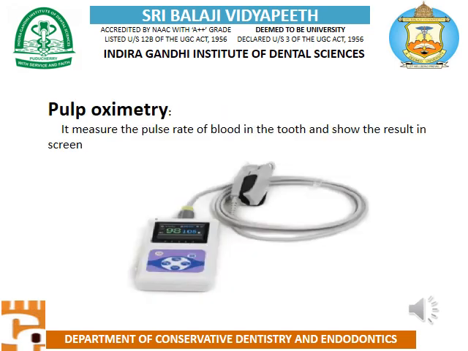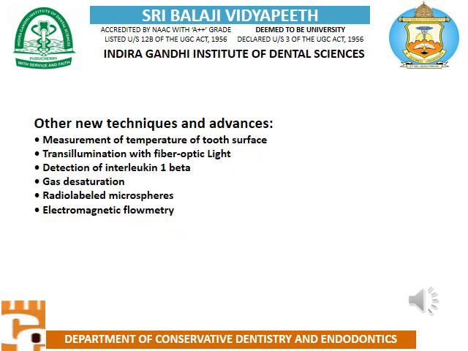Newer techniques and advances that are more accurate and reliable have been developed, including pulse oximetry, laser Doppler flowmetry, measurement of temperature of tooth surface, trans-illumination with fiber optic light, detection of interleukin-1 beta, gas desaturation, radio-labeled microspheres, electromagnetic flowmetry. It measures the pulse rate of blood in the tooth and shows the result on the screen. Thank you.